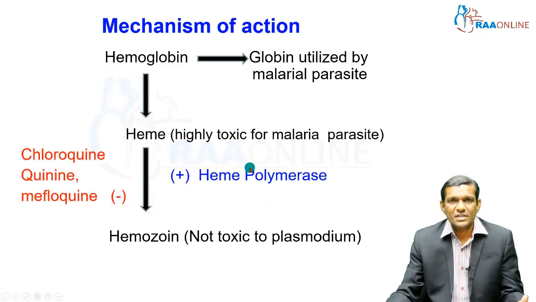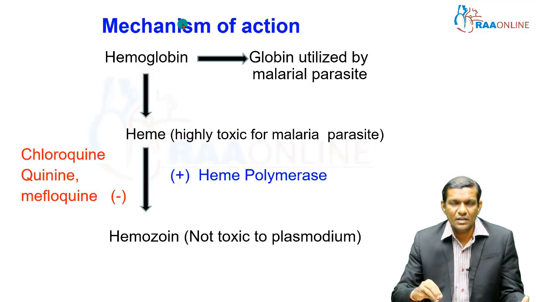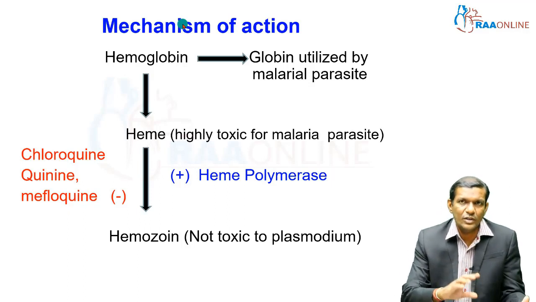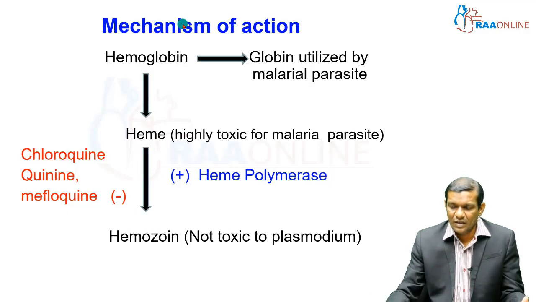Coming to the mechanism of action of chloroquine, and of course the same mechanism applies for quinine also. When you take chloroquine, it has to enter the RBC. Any drug has to enter the RBC to control the acute attack, because the parasite is present inside the red blood cells, as I discussed earlier, in the erythrocytic stage. So the drug has to be lipid soluble, so it can cross the cell membrane and go into the RBC. And the RBC, you know, is full of hemoglobin.